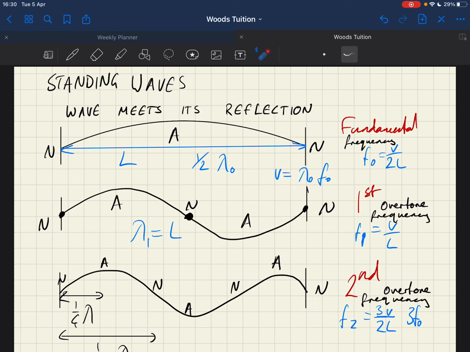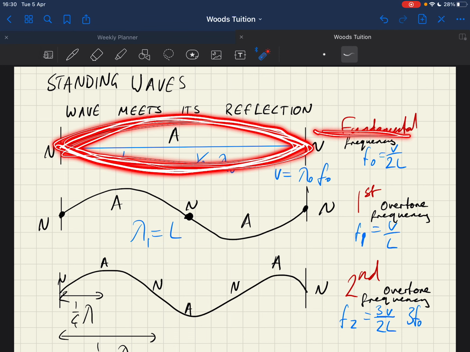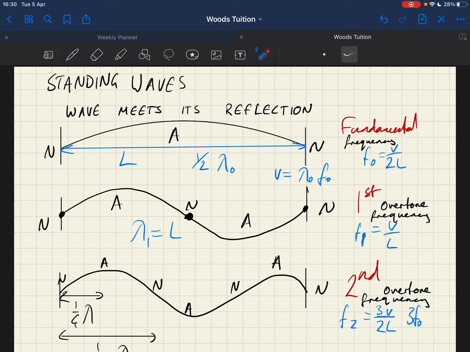So the first point where it resonates, the wave will look as if it's solid, and it looks a bit like this pattern. So it's going up and then down and then up and down, resonating at that frequency. Okay, and we call this the fundamental resonance frequency.